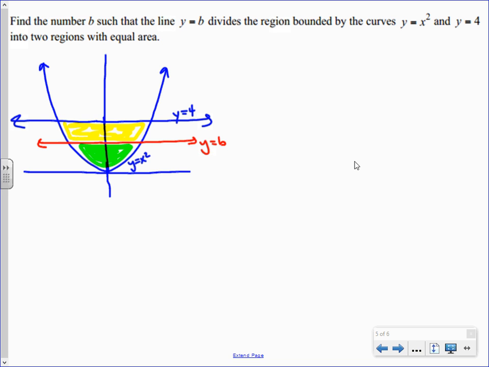Okay. So we have two ideas here. Jackson is saying let's set the green area equal to the yellow area. And we've had a couple people over here say let's find all of the area, split it in half, and then set the green area equal to it, or the yellow area. Are both ways going to get you the answer? Yes.